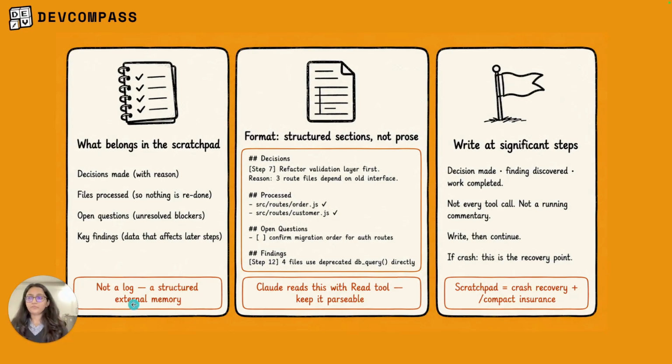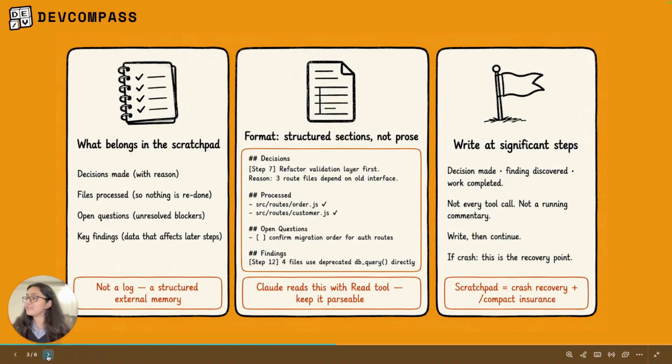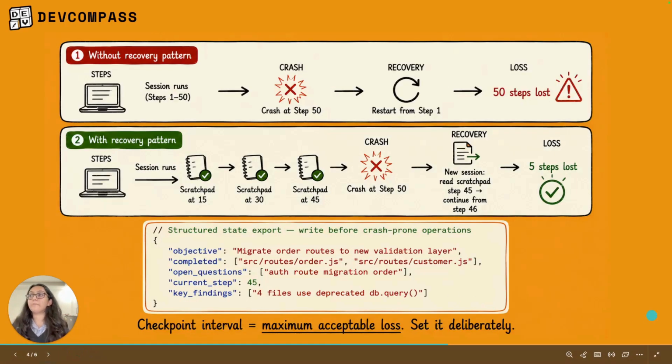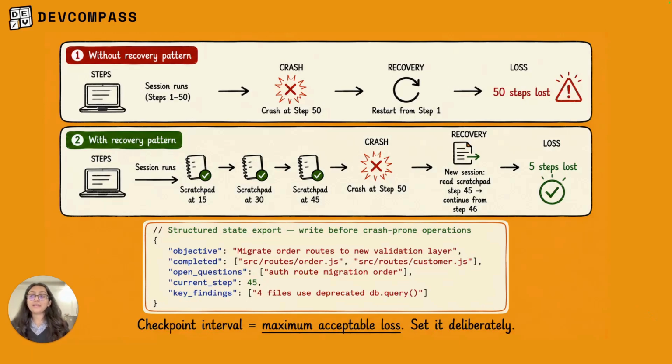Now, so much about Scratchpad. Let's look at what /compact really does. So, /compact is the second tool, okay? If you look at the first card, before /compact, there is a 30-step session. The context contains 30 turns of full conversation.